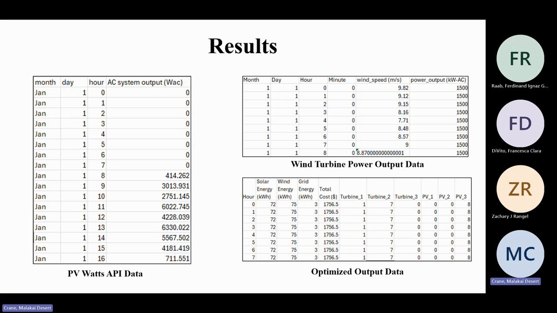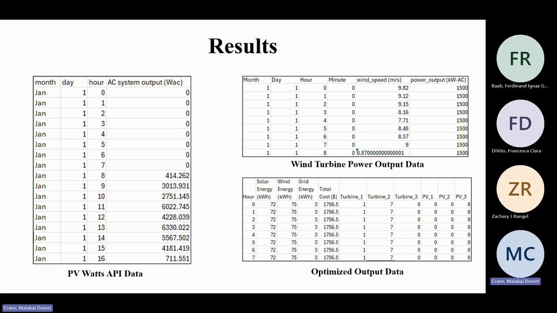Results slide. You can see that we have our PVWatts API data over here all the way on the left. This is automatically calculated using a bunch of different factors from PVWatts. There's a bunch of other outputs that it calculates, but most of them we don't really need to use. This incorporates the inverter data as well to show you the overall efficiency of the system. Next, we have our wind turbine power output data.